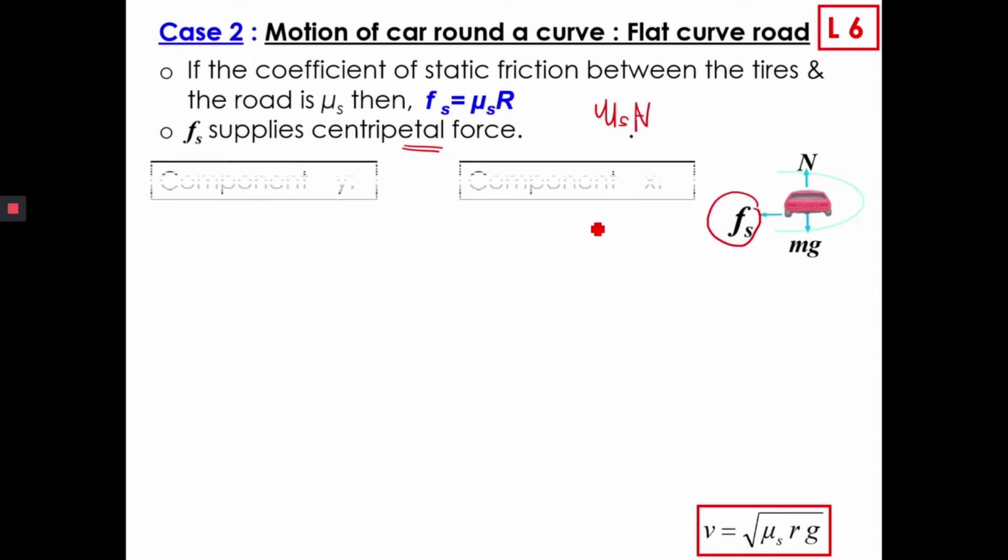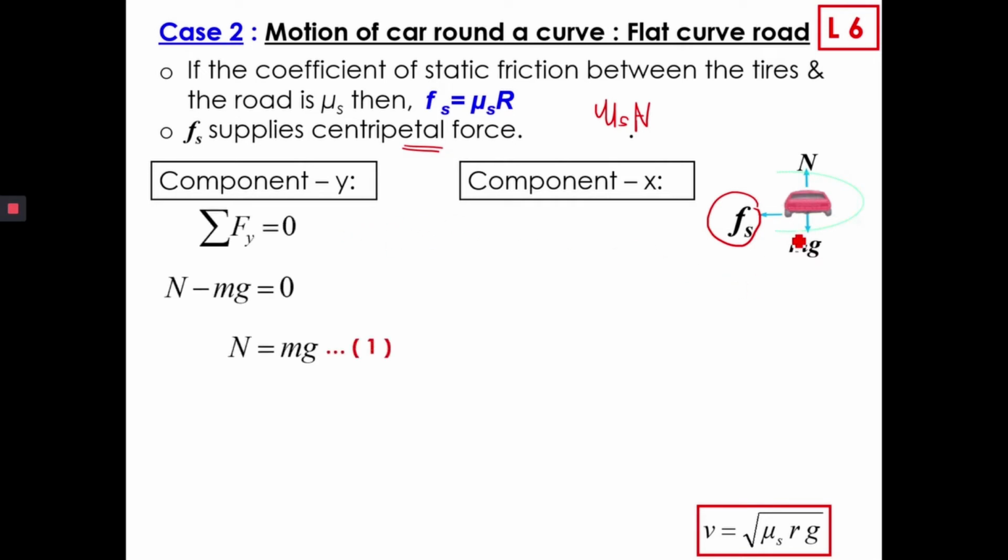Based on this diagram here, you know that there are component y and x involved. For component y, your summation of Fy equals 0 because the car is not flying. So basically, your vertical component equals 0. From the vertical component, you have n and mg. N minus mg equals 0, which will give you n equals mg. N equals your weight.